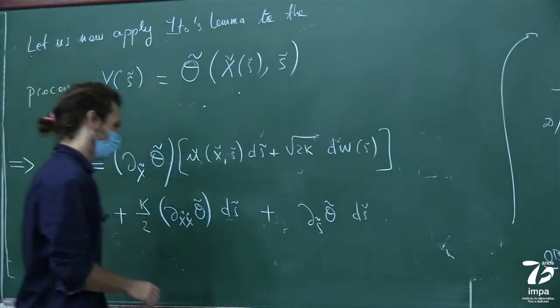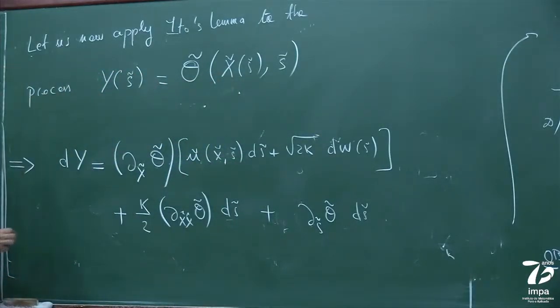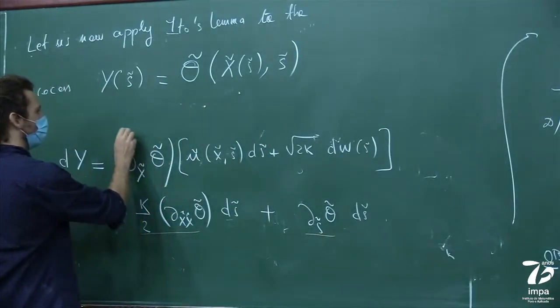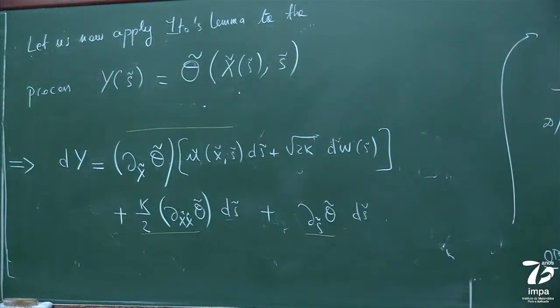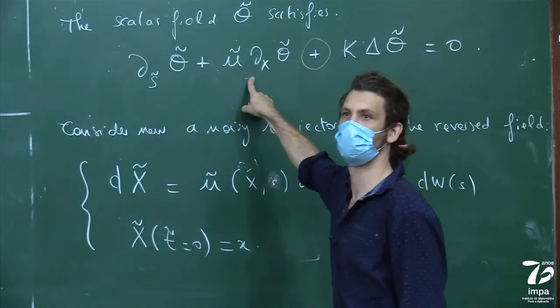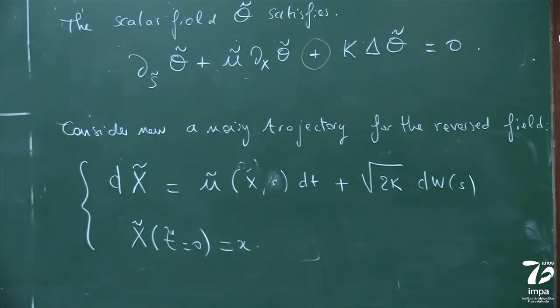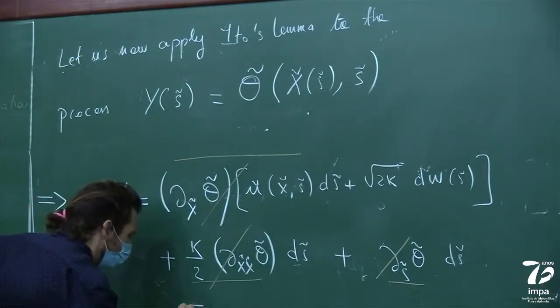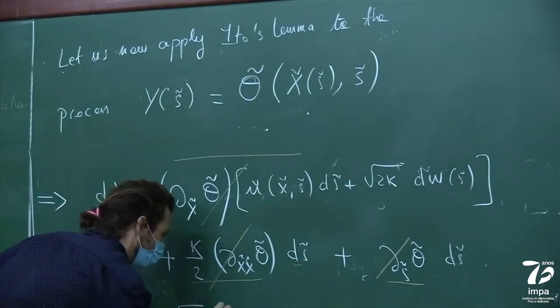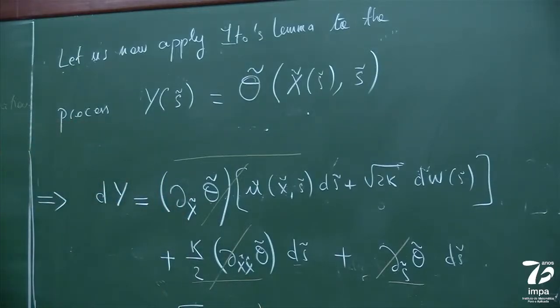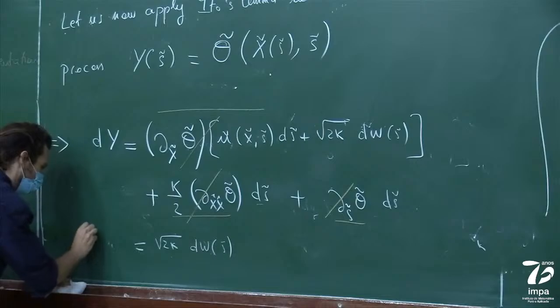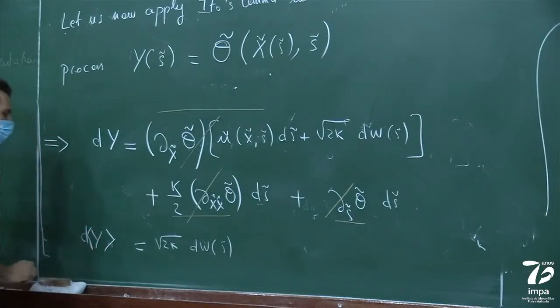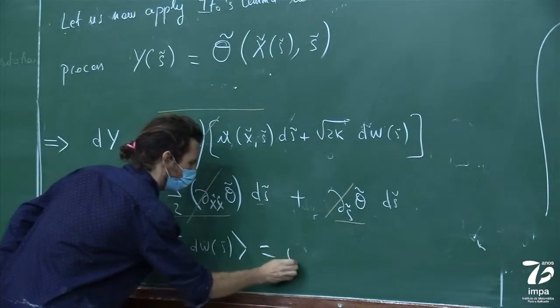Okay. And so now we look at those pieces, and we see that we have this piece, and this piece, which, by virtue of this equation, is exactly 0. So this cancels. And so in the end, we are left with the square root of 2 times kappa times d omega of S tilde. We now take the average. And we get 0.